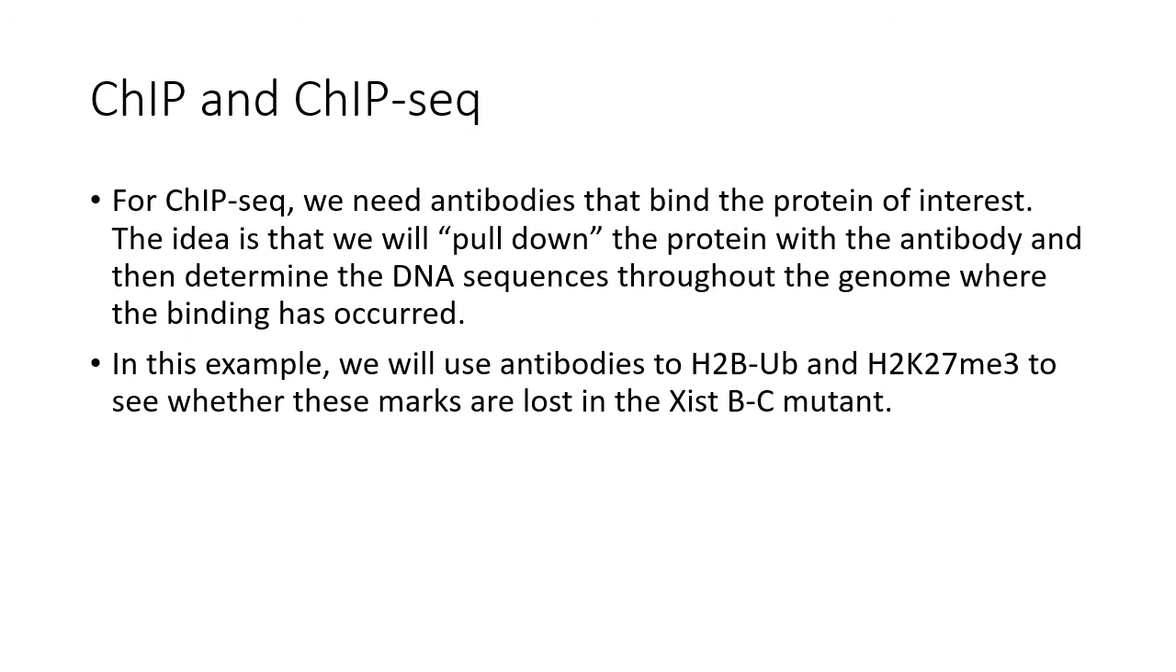So in general, what we need to have for this is proteins that bind the region of interest, and we will pull down the protein with the antibody and then determine the DNA sequences where the binding occurred. Now, it seems kind of amazing that we could have a specific antibody that will bind the methylated form of histones and not the unmethylated form, or the ubiquitin form of the histones. But those specific antibodies do exist, and they allow us to distinguish nucleosomes that have those marks from nucleosomes that do not have them.